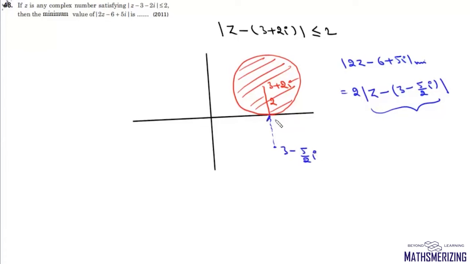Now minimum distance is given by this value, and this value is nothing but 5 by 2. So the minimum value of this modulus function will be 2 times 5 by 2, which is 5. So the answer to this question is simply 5.